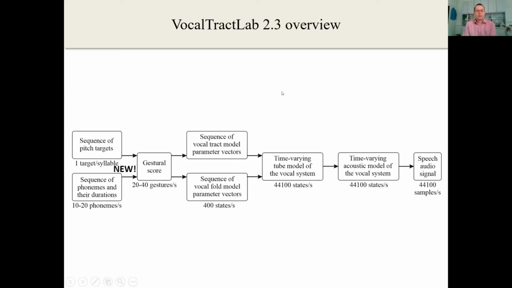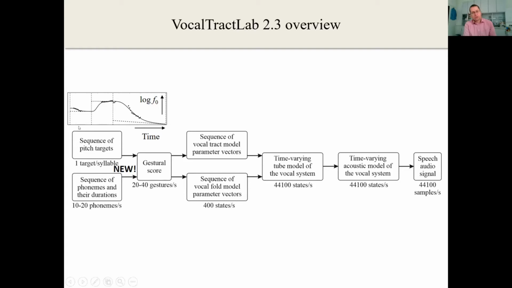It has different levels of control, which are shown here. The highest level of control is the one at the left end, where we can input a sequence of pitch targets into the synthesizer, and a sequence of phonemes and their durations. That is also a new feature in version 2.3, but it is not really used in this project, so I won't go into detail about that.